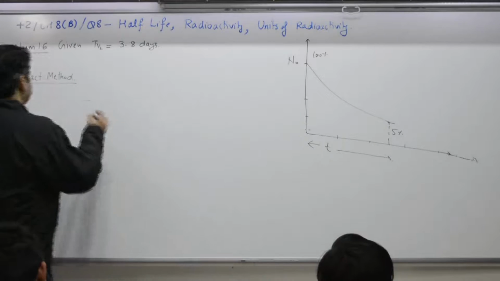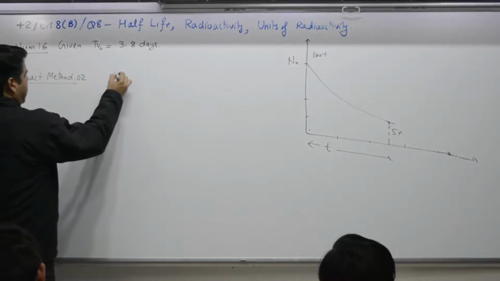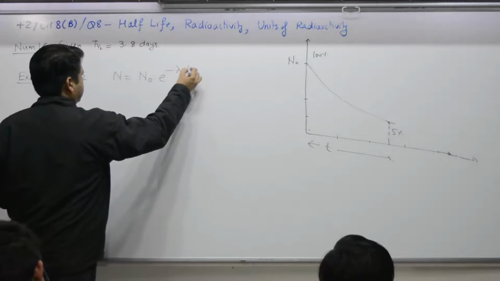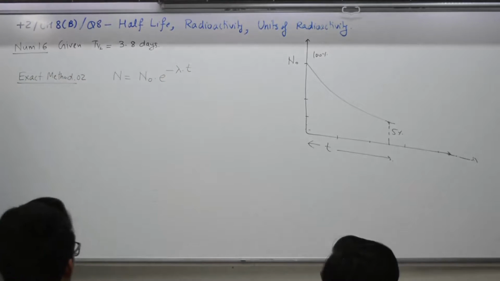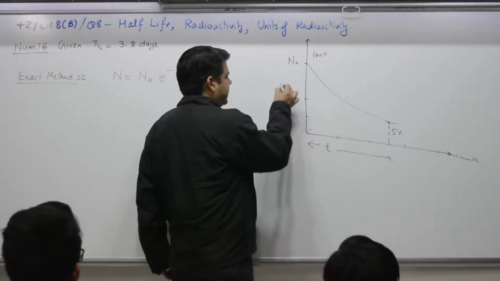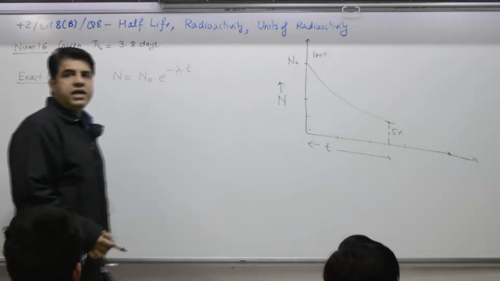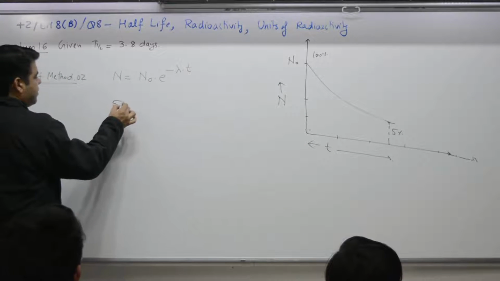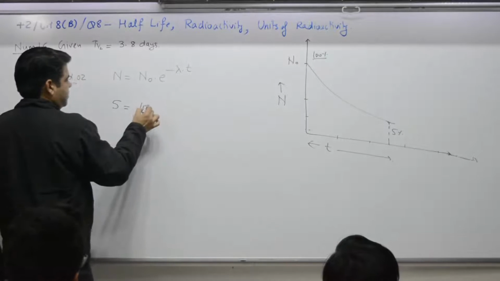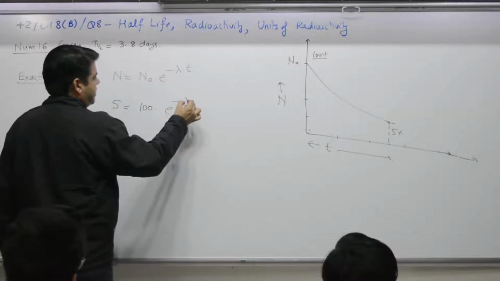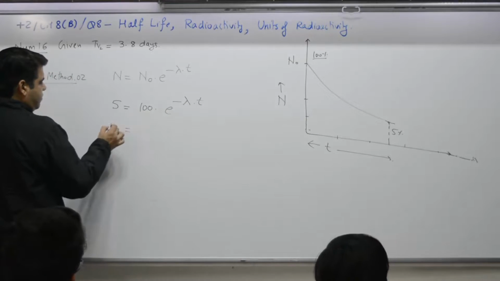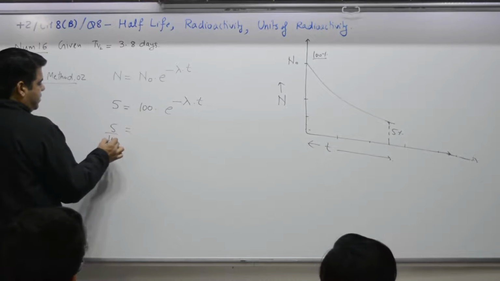Formula: N is equal to N naught e power minus lambda t. N is what? Number at any time. It is what percentage? 5%. So the number is 5. What was the original number? 100. e power minus lambda into t is 5 by 100.